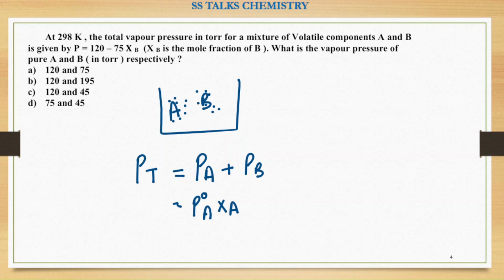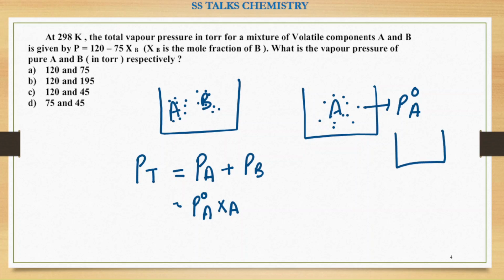Suppose in the same beaker, where both components were present, only the component A is present, and all the vapors of this particular component exert some pressure. That is known as P naught of A. Similarly, if in the same beaker only the B component is present, the pressure exerted by these molecules is called P naught of B. Okay.